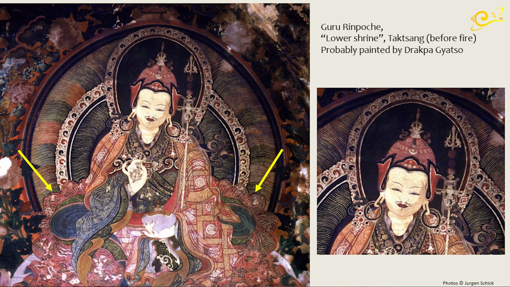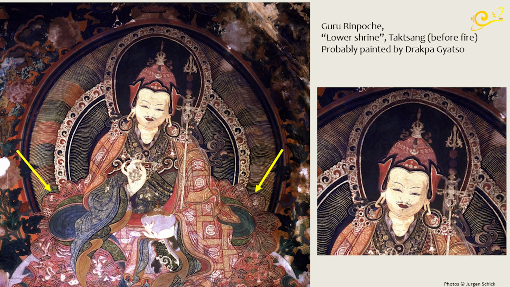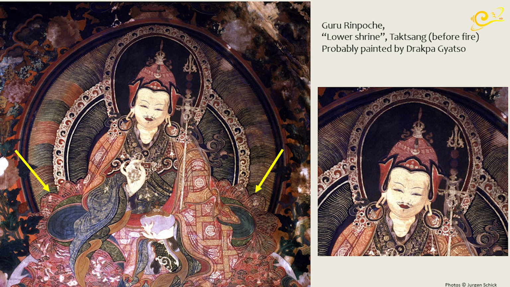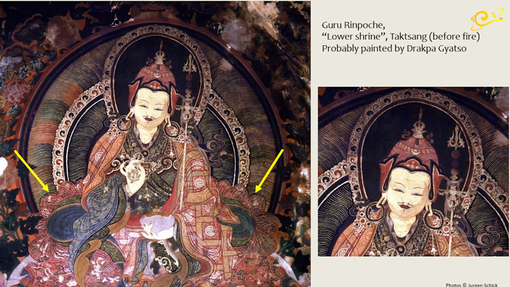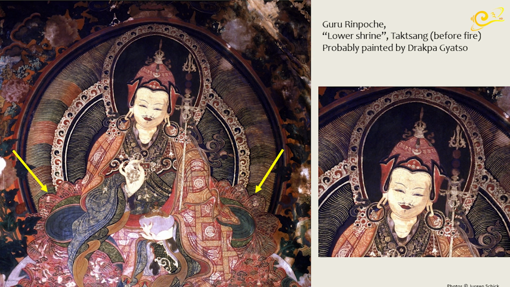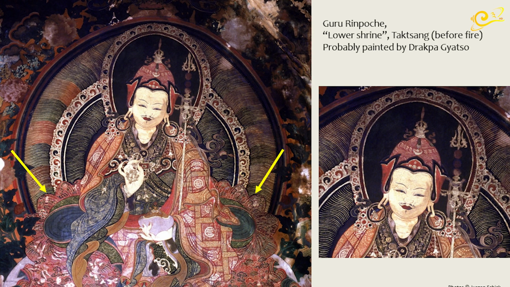We are fortunate that there is a photograph taken by Jürgen Schick before the 1998 Taktsang fire that shows the Guru Rinpoche at Taktsang. He described it as being in the lower shrine. It's unclear exactly which one that was. And we believe, though, that this was probably painted by Drakpa Jamso. If we look, the figure of the Guru has an extremely high forehead. The eyebrows come in a very similar way. The eyes are a little bit red. He has red lips that are small, and his features are sort of gathered on his face.